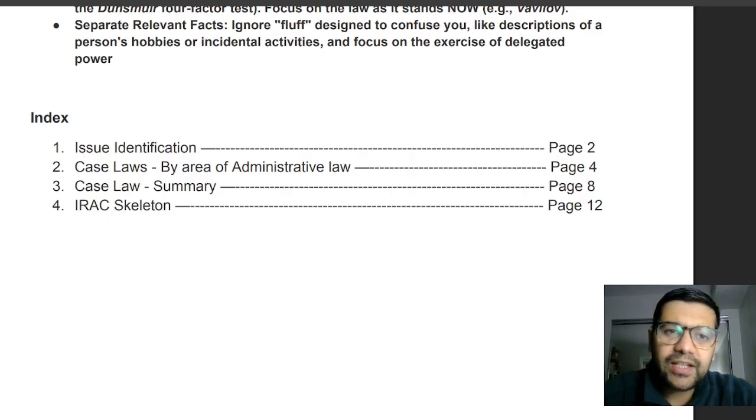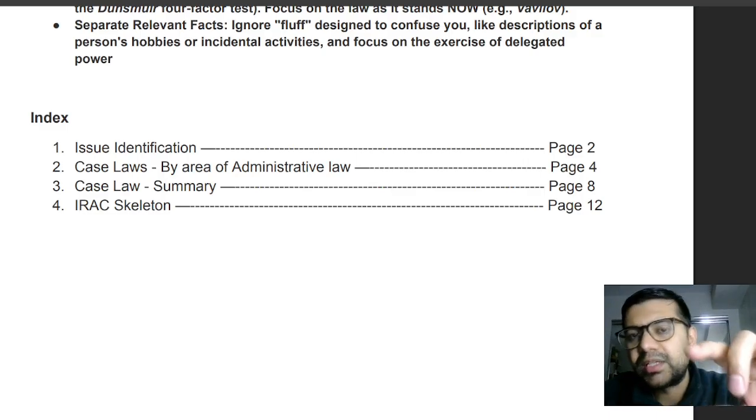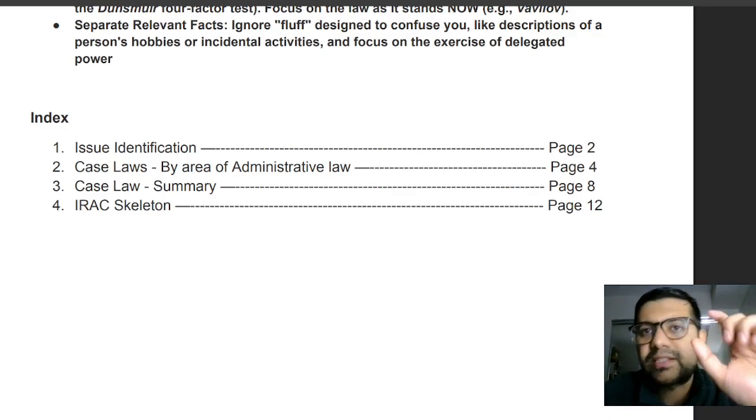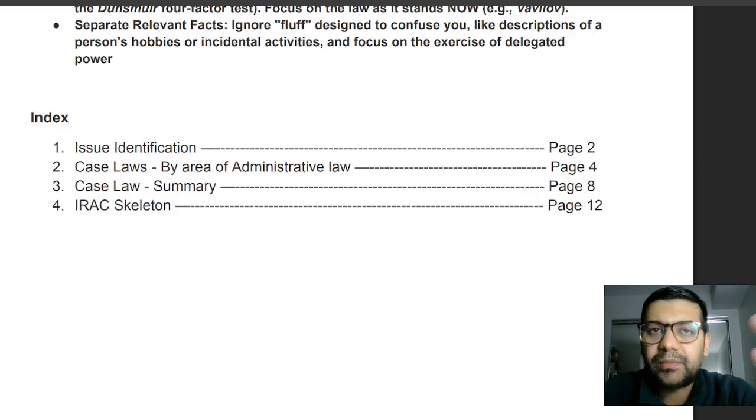So what I did is I've defined which case laws mentioned in your syllabus are important, by the area of administrative law: this particular case is about the legitimate expectation, this case is about the impact on a person, then this case is about the impartial arbiter, or the impartial decision maker.